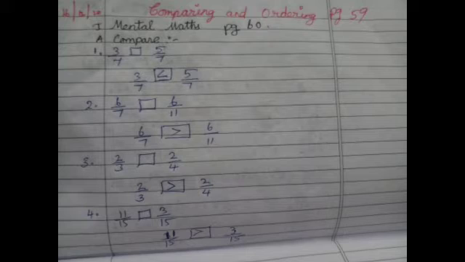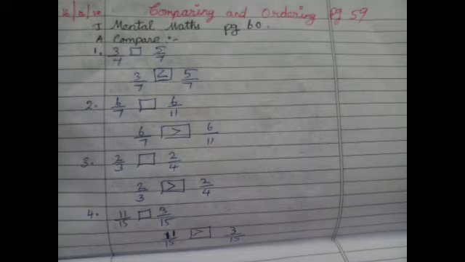First sum is 3 by 7 and 5 by 7. Denominators are both equal, so we can compare with the numerator alone. 3 by 7 is a smaller number than 5 by 7. Next, second one is 6 by 7 and 6 by 11. Both the numerators are equal, denominators are different. In this case, compare the denominators. The smaller denominator means the bigger fraction. So 6 by 7 is the bigger one than 6 by 11.